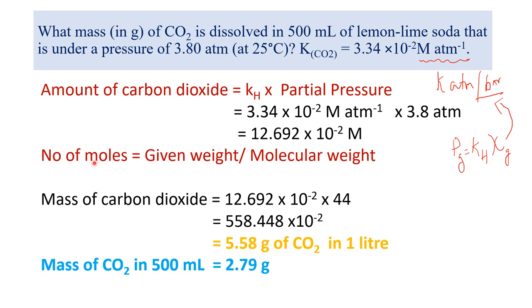Now we know the number of moles of the substance is given weight by the molecular weight. So the given weight is what is asked in this question, and we know the molecular weight of carbon dioxide. Therefore, the given weight or the mass of carbon dioxide is nothing but the number of moles times the molecular weight, which is around 5.5 grams in 1 liter. But the question says, how much in 500 ml? So that divided by 2 is the answer. That many grams of carbon dioxide is actually dissolved in 500 ml of the lemon soda.